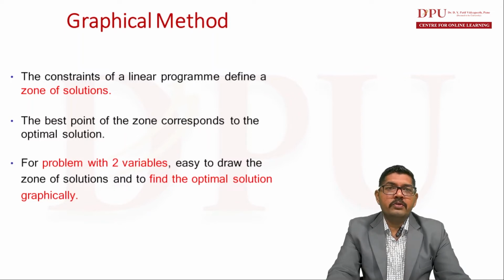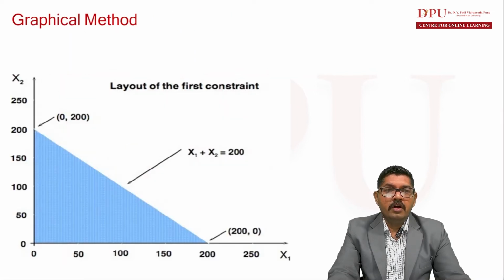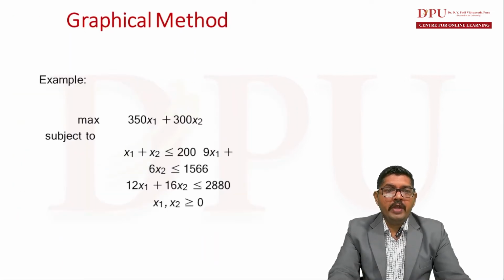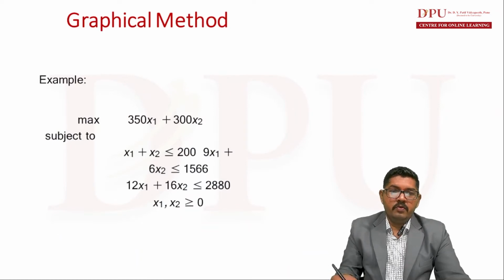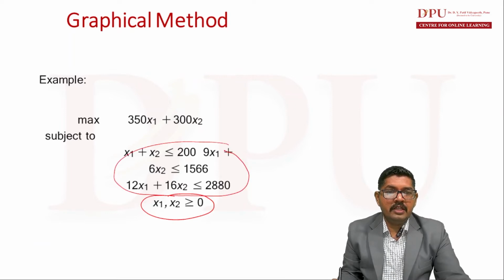If there are more than two decision variables, in that case we have to use the simplex method. In this case there are only two decision variables, x1 and x2, and therefore we can use the graphical method to solve this problem. There are three constraints, and this is a non-negativity constraint. Apart from the non-negativity constraint, there are three inequalities.